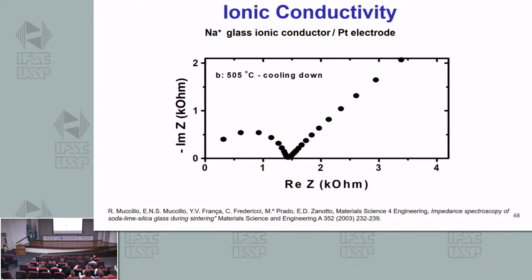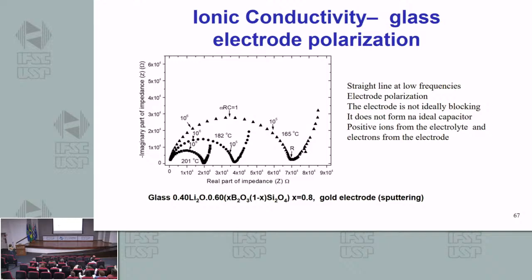And just note that the straight line is not perpendicular to the x-axis. So there is an angle here, okay? If this angle is 45 degrees, we have what we call a Warburg diffusion. When I showed you before, if an ideal capacitance arises, we will have a straight line here with an angle of 90 degrees. This is due to a capacitance, the electrode capacitance.